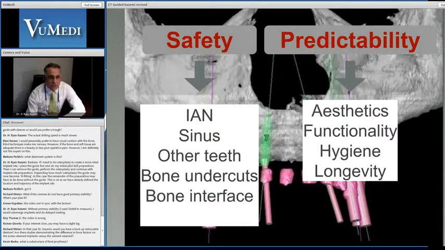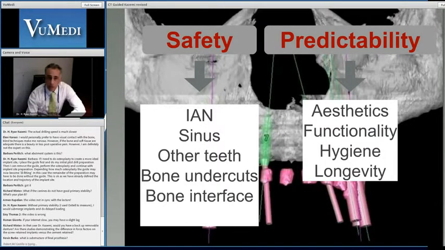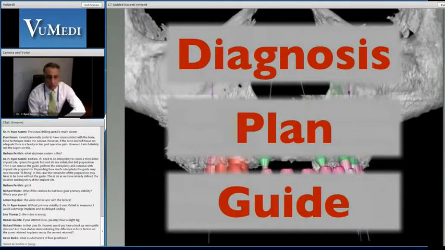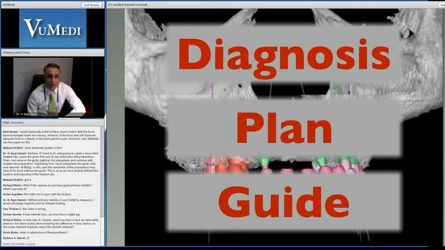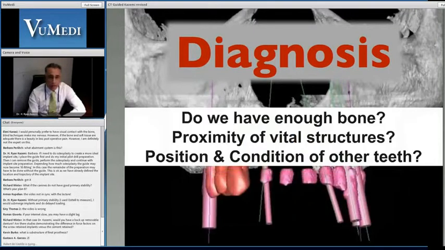So when we talk about safety, we're talking about mostly anatomical variations, such as the nerve, the sinus, the other teeth, as well as any bony undercuts, as well as the bony interface with the implant. And when it comes to predictability, we're talking about four main regions: aesthetics, function, hygiene, as well as the longevity of the treatment. So basically, if you break it up into three segments, this is where CBCT or CT-guided planning comes into help: diagnosis, planning, and also guiding our implant placement.